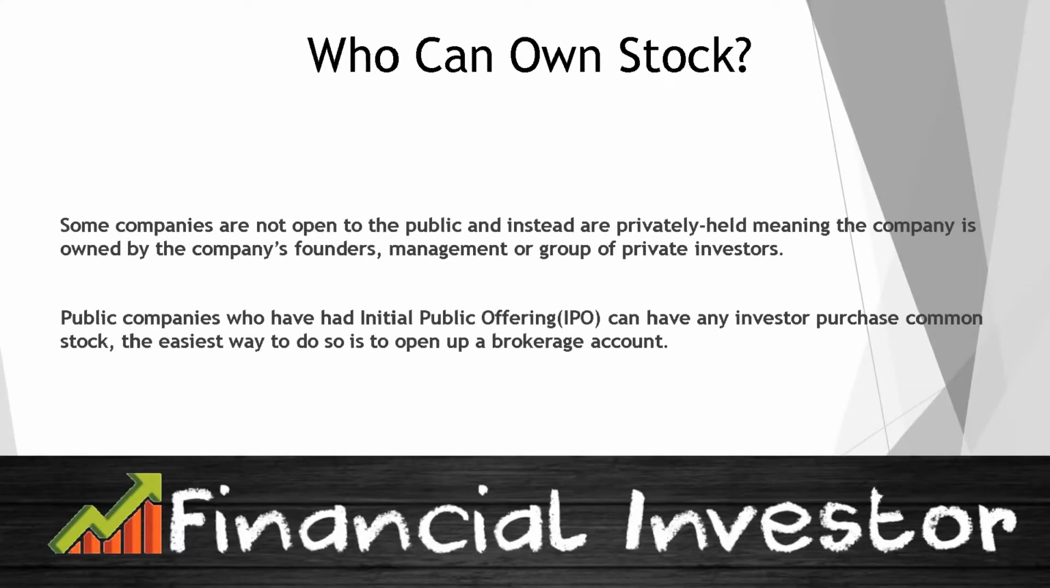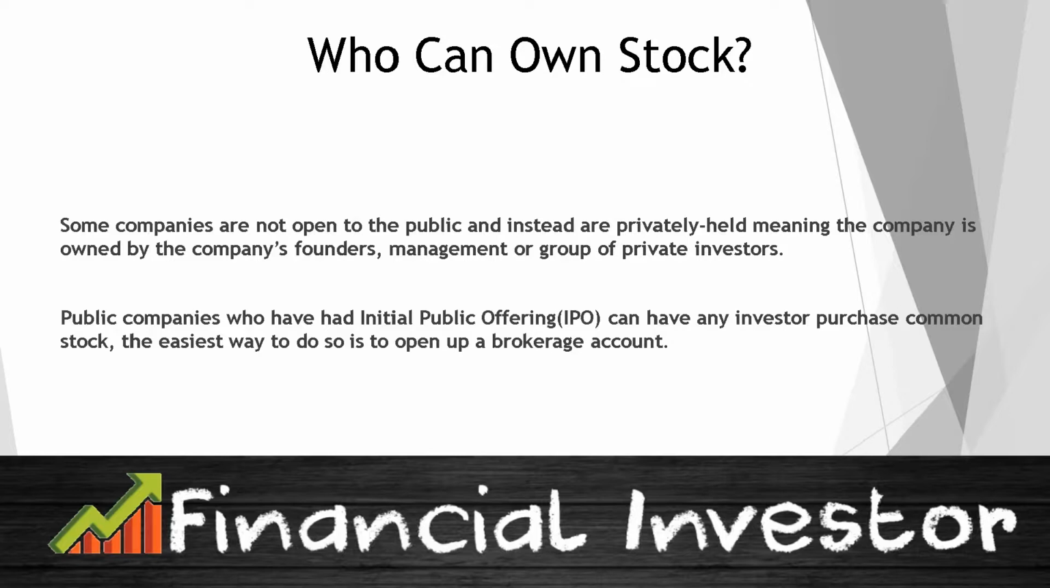So who can own stocks? Some companies are not open to the public and instead are privately held, meaning that the company is owned by the company's founders, management, or a group of private investors. So up until recently, Snapchat and Blue Apron were considered private. They were basically run by the company's founders, and they didn't have any publicly traded shares.